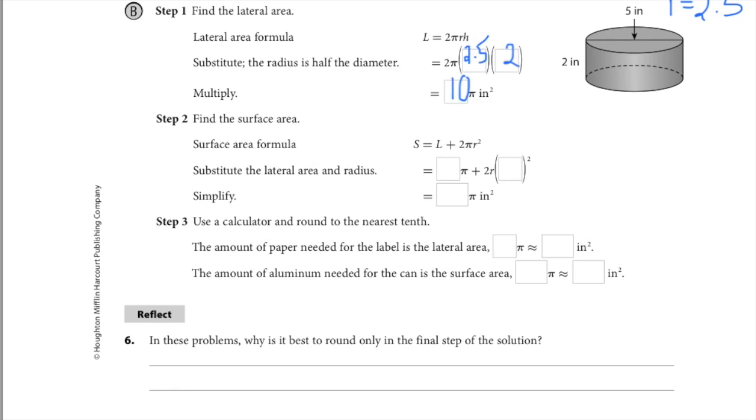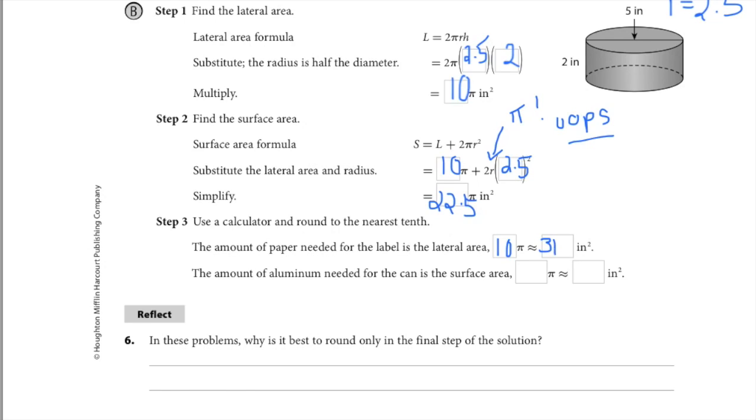But remember, we still need to add in the top and the bottom to get the total surface area. So stick in your 10 pi for the lateral area, and then add in the two circles. And again, there's a bit of a typo here with the r. That should be a pi symbol. So we've got 2 pi times the radius, which we know is 2.5 all squared. That's 22.5 pi altogether. Now we're going to stick that into our calculator.